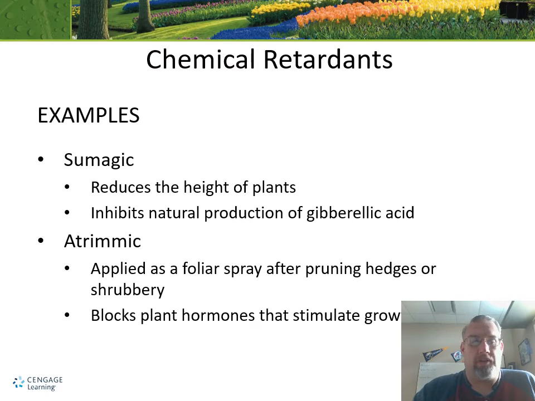Some other retardants here are Sumagic and Atrimmec. The first one inhibits the natural production of gibberellic acid, or it reduces the height of a plant. The second one is a foliar spray that blocks plant hormones. There are other plant hormones that are used to grow, and these products will block those different amino acids, like gibberellic acid, from stimulating the growth in these plants.